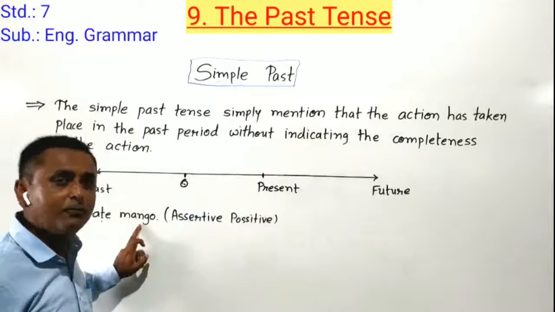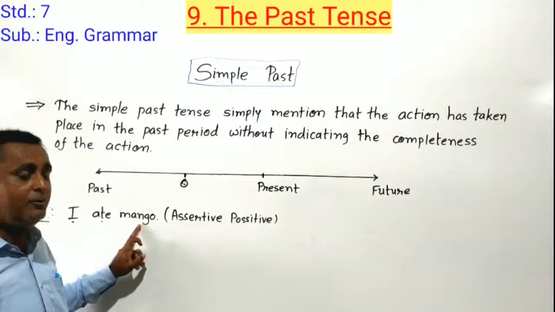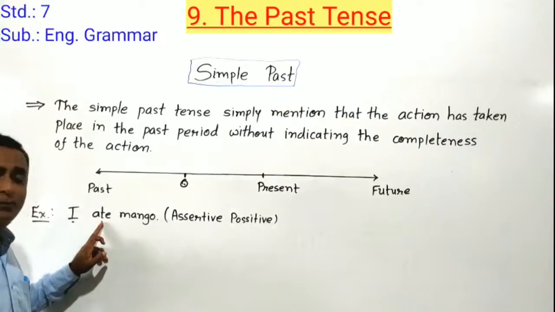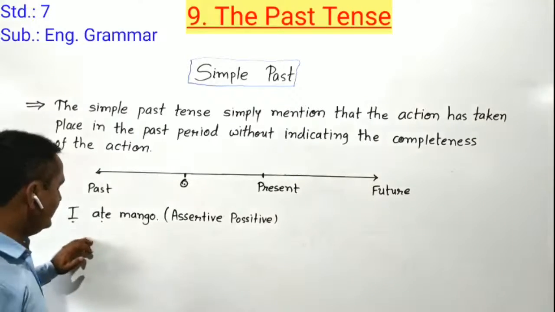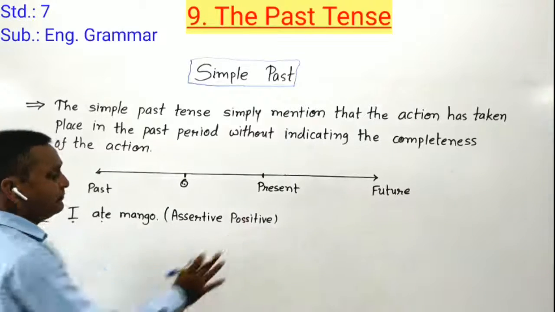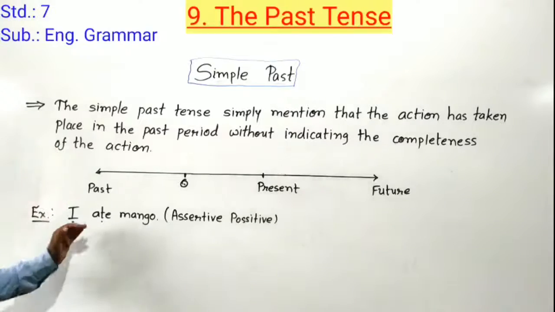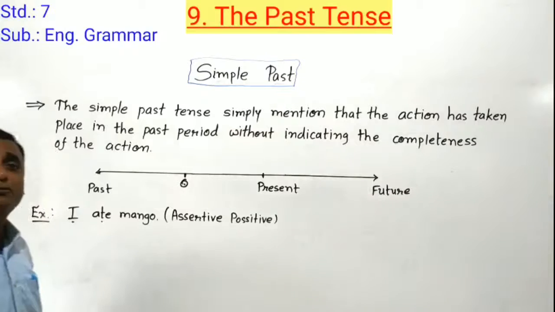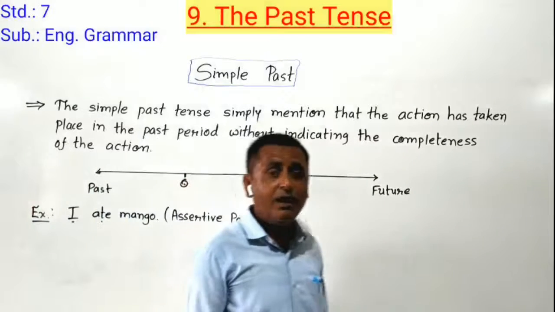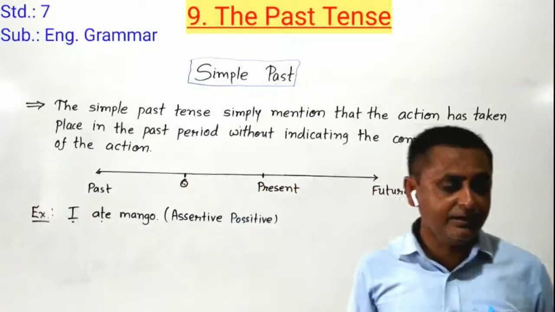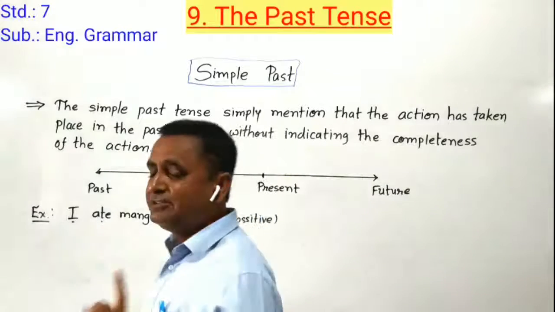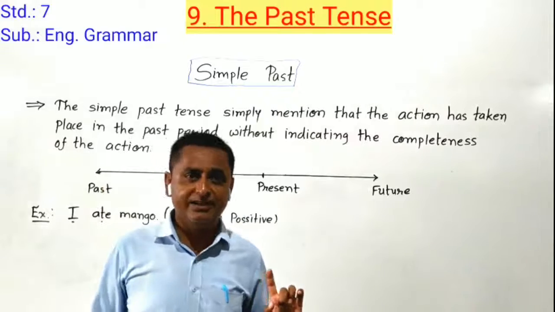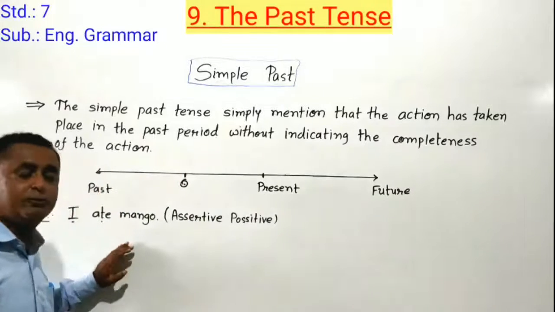We are talking about past here. So here the V2 form of eat, ate, is used. That type of sentence is known as an assertive positive sentence. Now we have to convert it into negative form. How do we convert it into negative form? Just think about it, as we learned in our present tense learning.